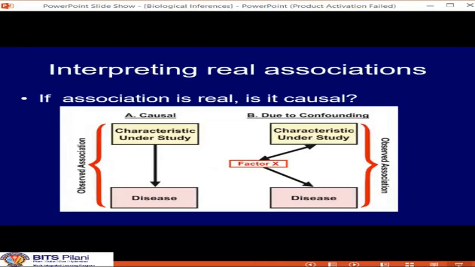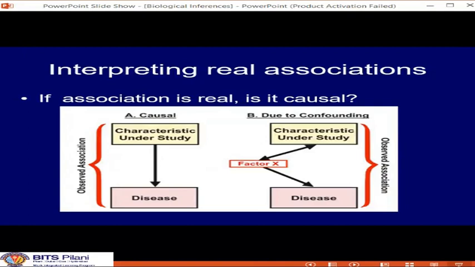On the right, figure B, is what we really worry about. The characteristic under the study, let us say, is coffee drinking, and the disease is pancreatic cancer. And we find an odds ratio of 5. But is there some other story also going on? That factor X, which is marked in the diagram, could be smoking.